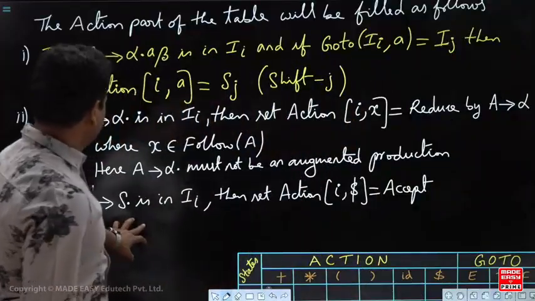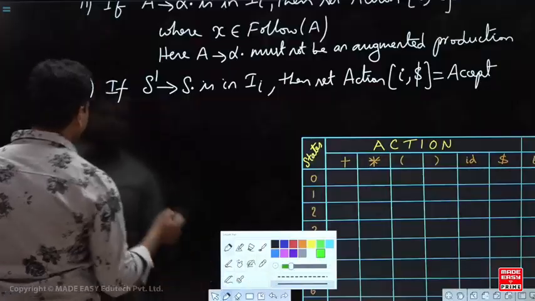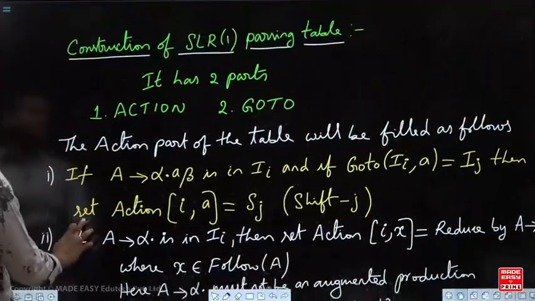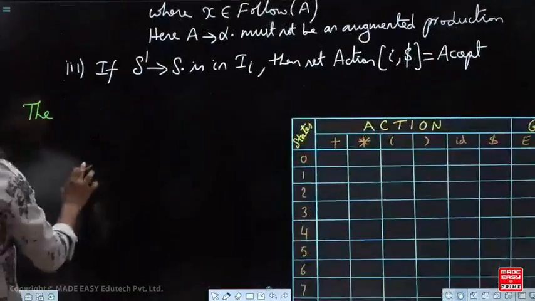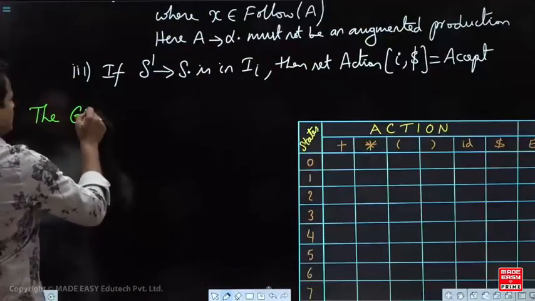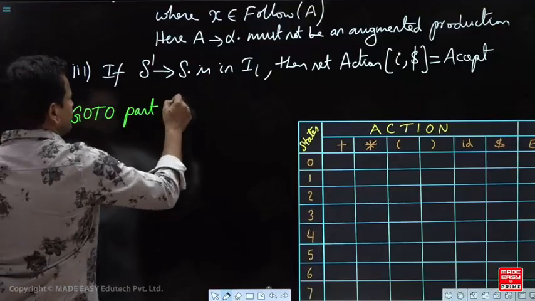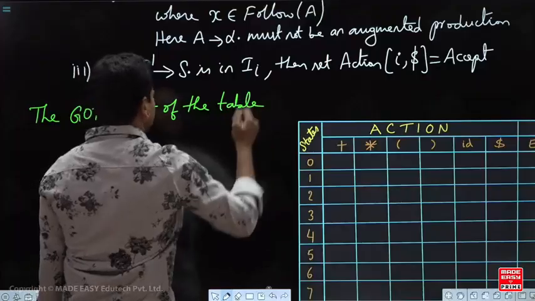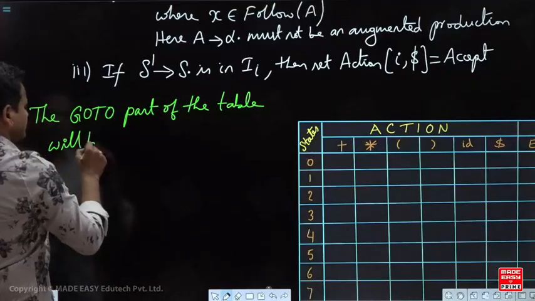Okay, so I don't have space here, I'll write. Next one. Copy. I told you the table can be divided into two parts, action and goto. Action has 3 rules, and the goto part of the table will be filled as follows.